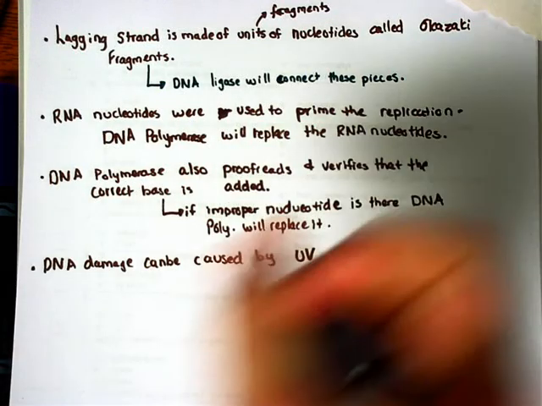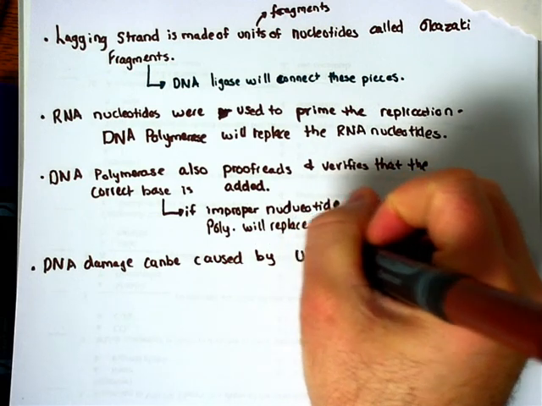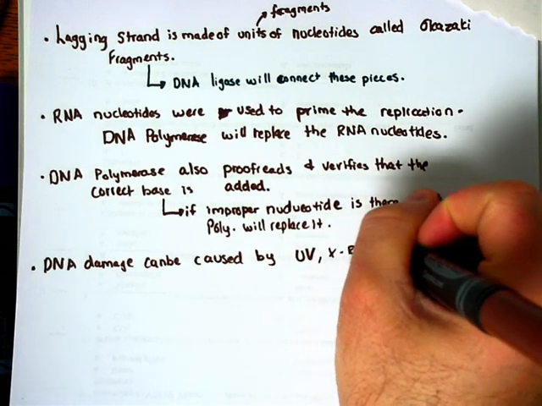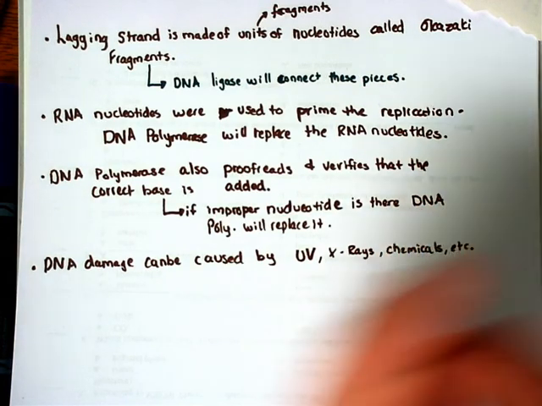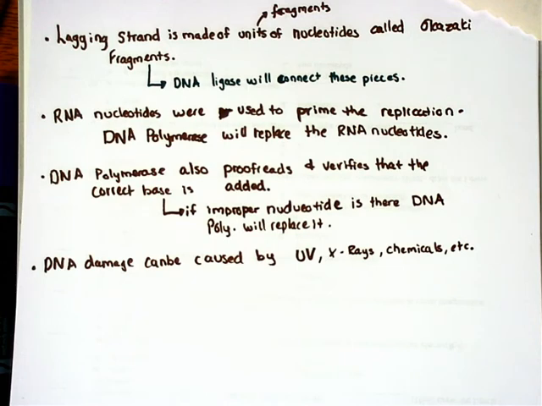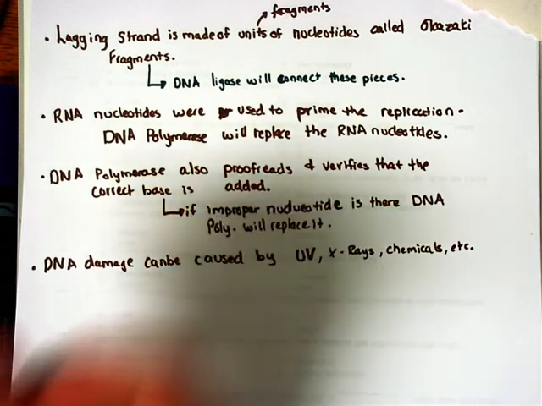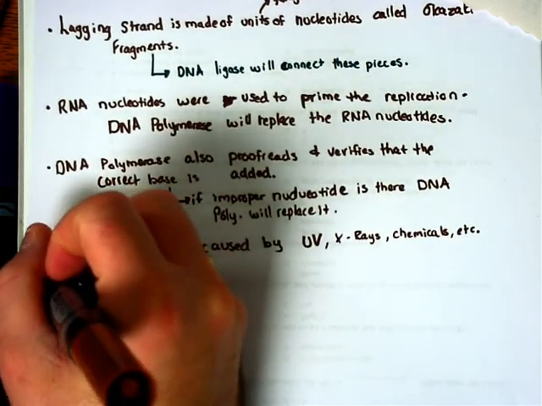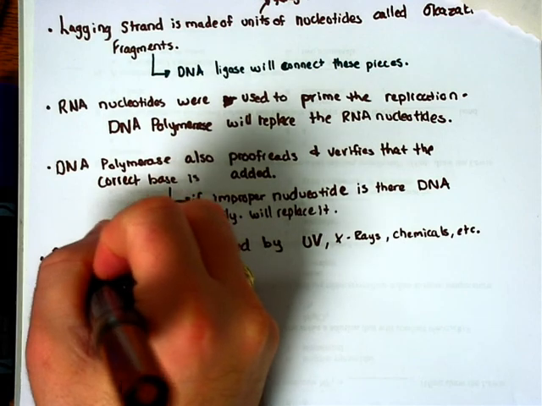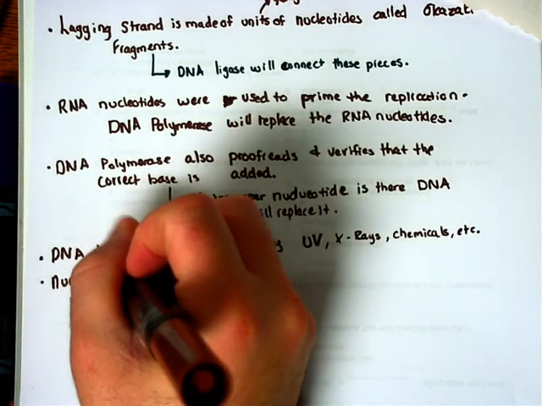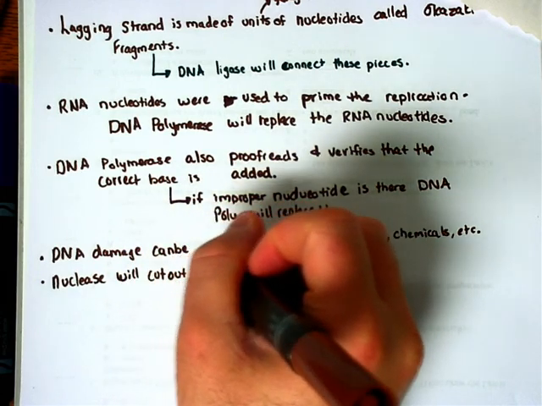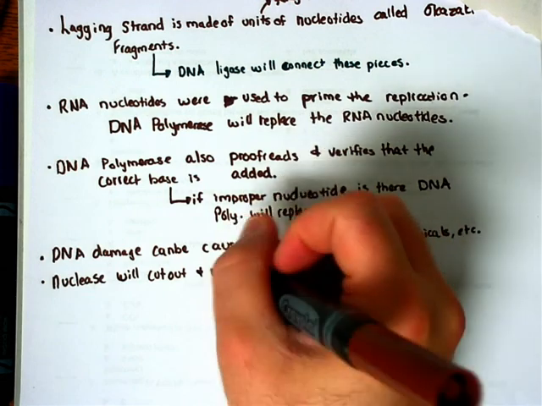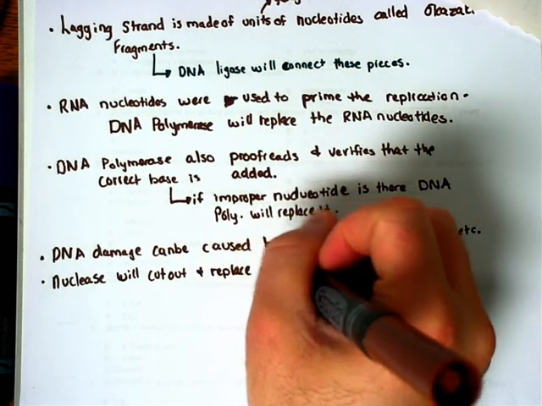I think we could agree that damage could be caused by UV or X-rays. There's certain types of chemicals that can cause this situation in DNA. Usually that could lead to mutations. In the event that there's an error, nuclease, which again with the ase ending means it's going to be another enzyme, it will cut out and replace damaged pieces of DNA.